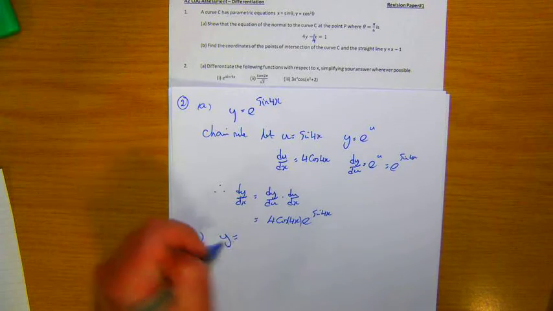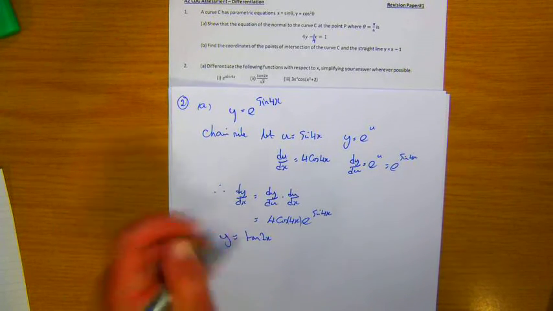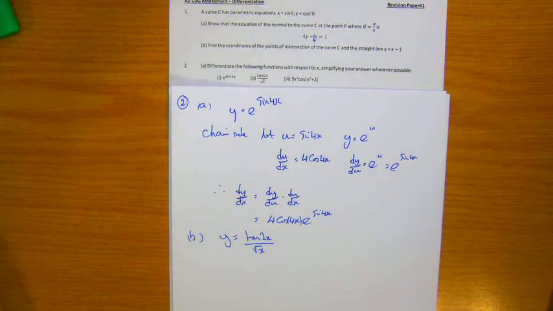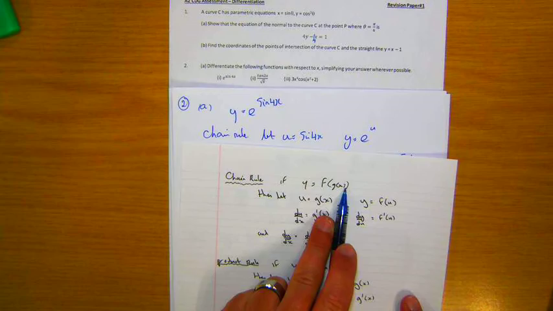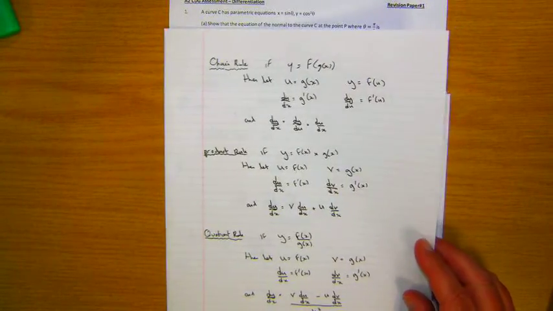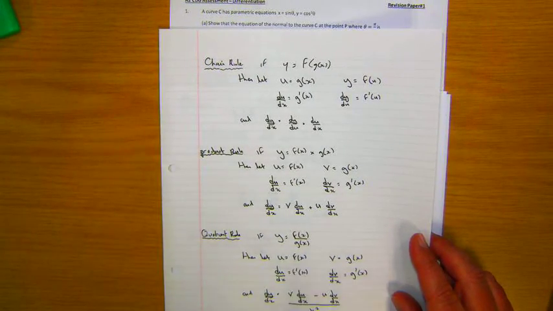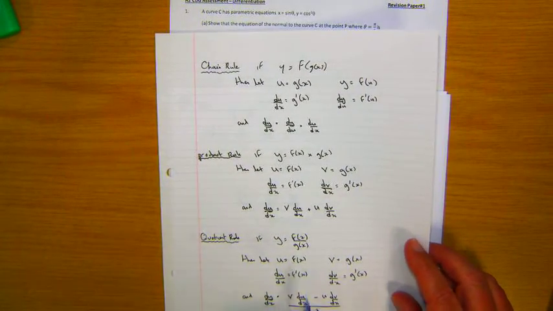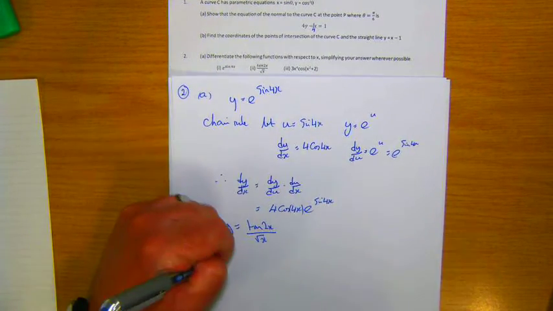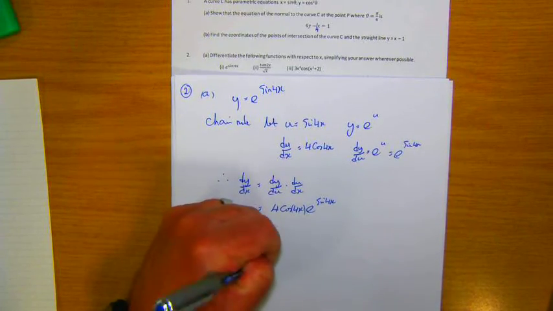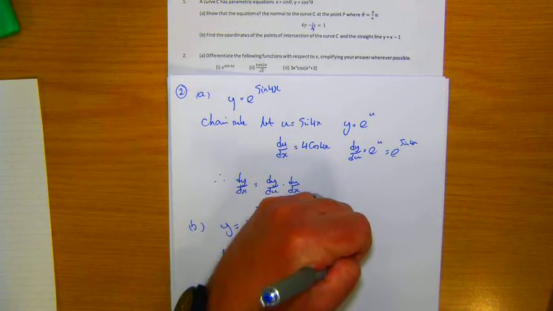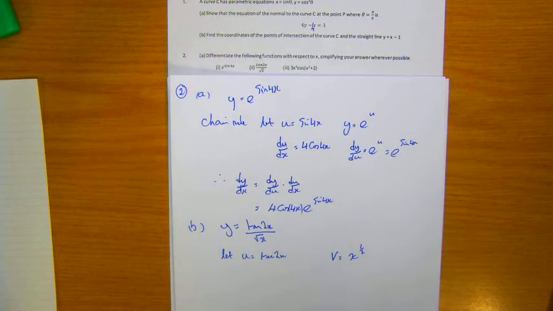So y equals tan 2x over the square root of x. So this is not an embedded function. It's not a function multiplied by 1, although you could manufacture it that way, but what they're looking for you to do is do it as a quotient rule. So f x, g x, you let u equal the top, so let u equal tan 2x, let v equal x to the power of a half.